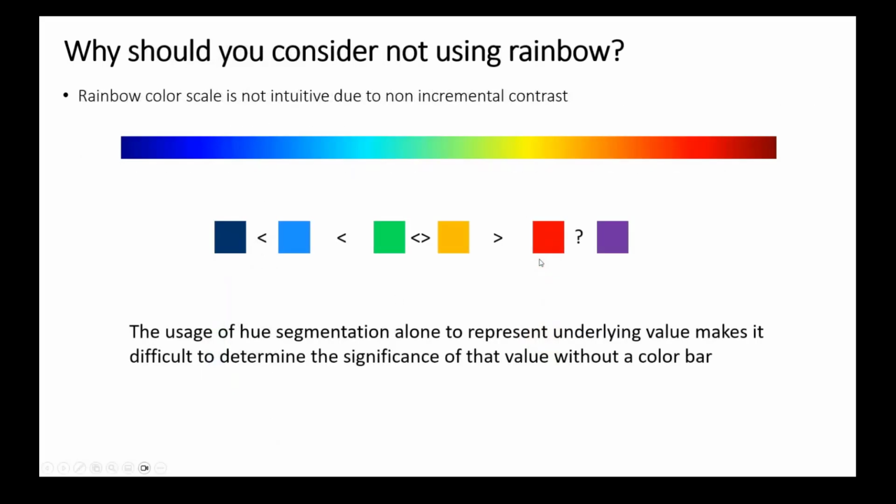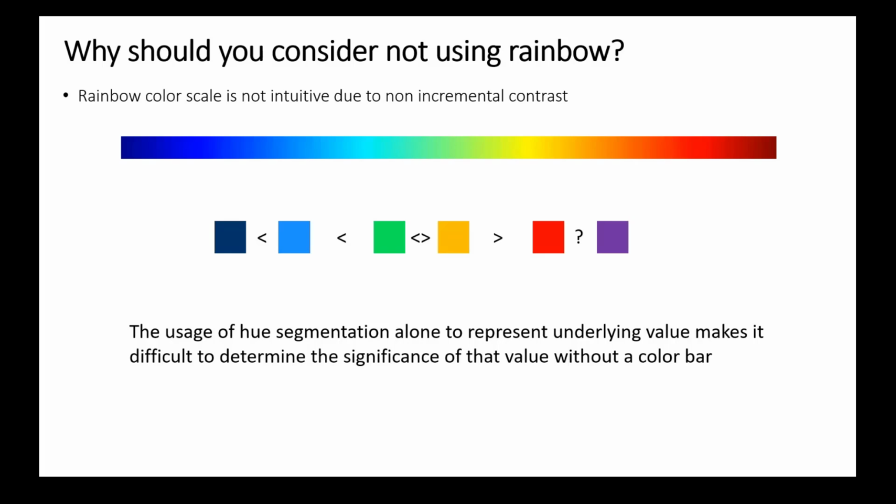So why should you consider not using rainbow? And that's what I'm here to talk to you about. The rainbow color bar is not the ideal color bar that you should use. The first reason why you shouldn't use a rainbow color bar is that the non-incremental contrast in this rainbow color bar actually makes the values, the underlying values that these colors represent, fairly hard to determine.